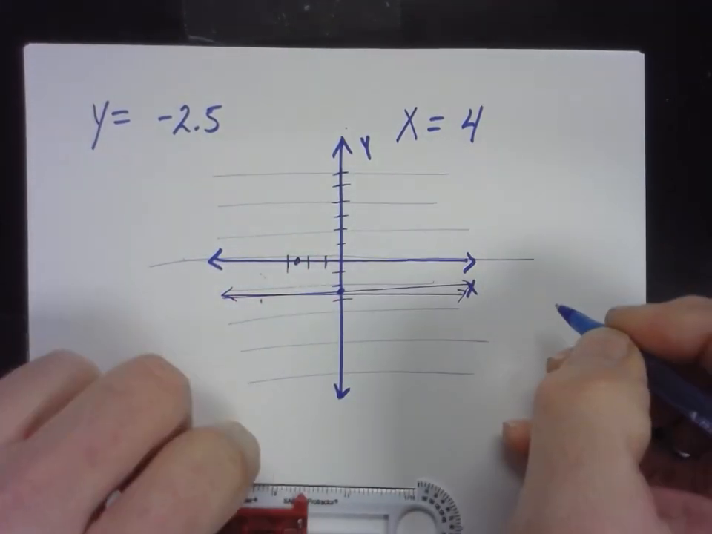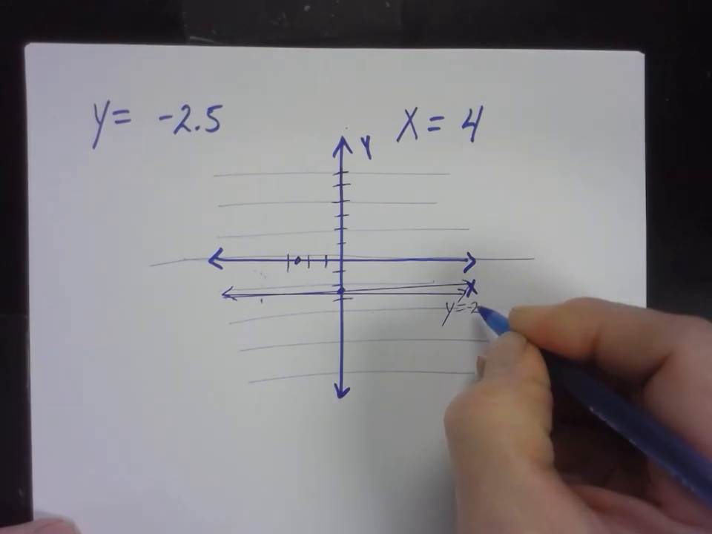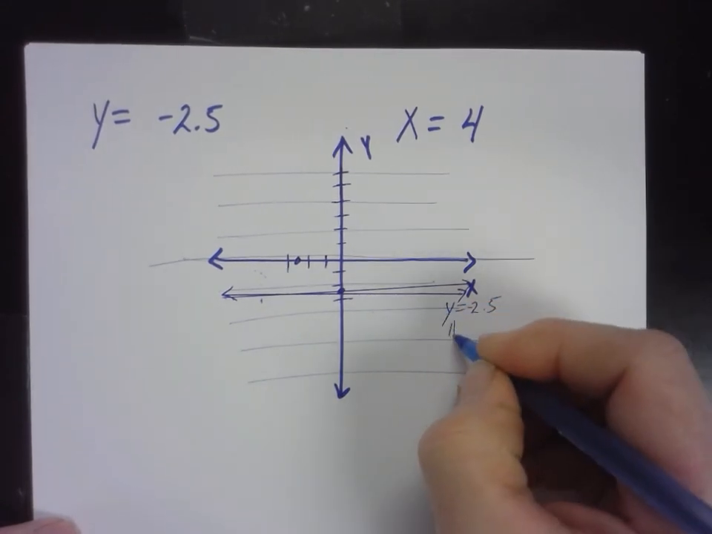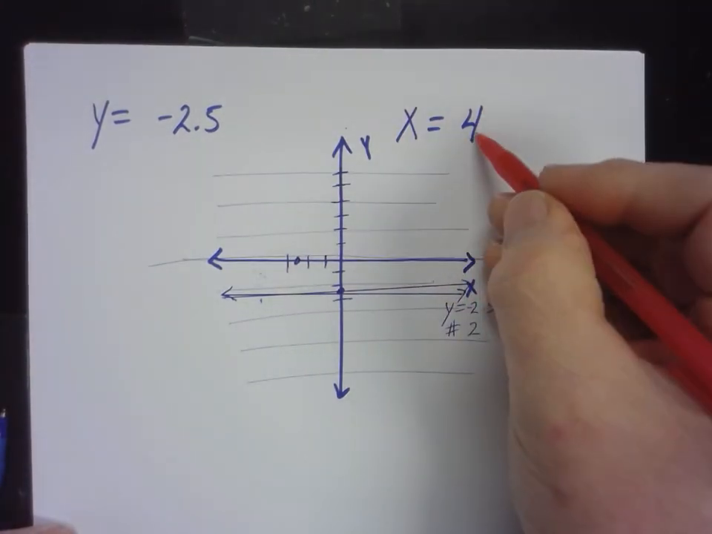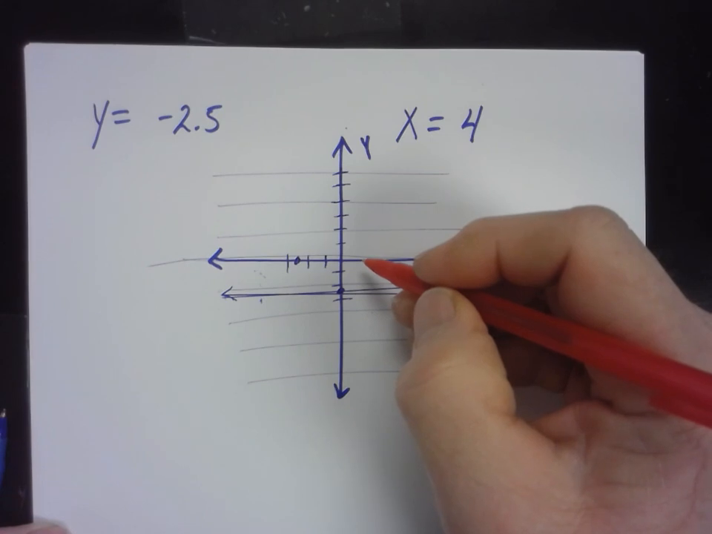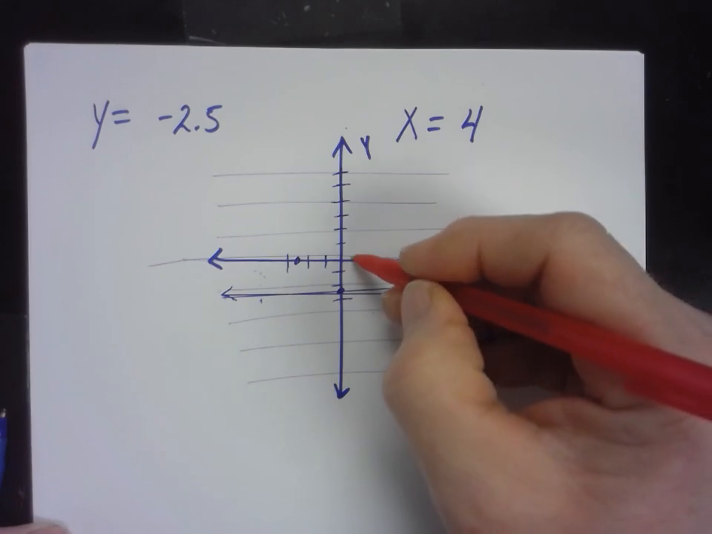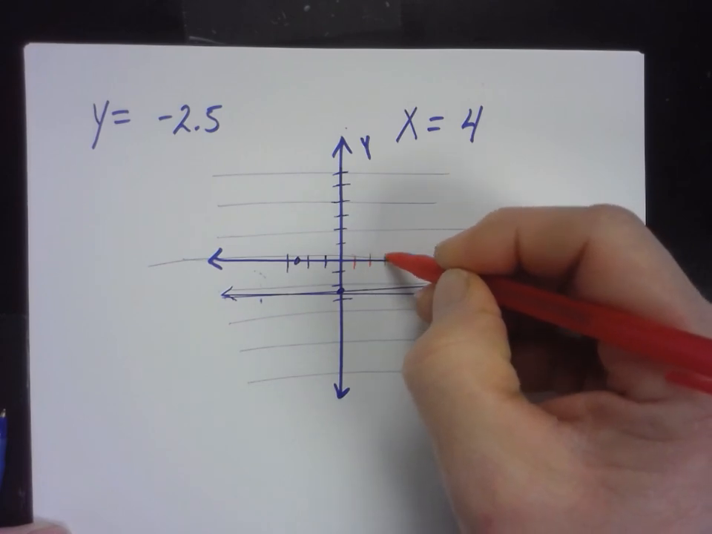So there it is, and then you label this one, y equals -2.5, and this is number 2 or whatever it is. Okay, so what about this one? Y equals 4. It's going to be undefined. I'm calling it right now. Well, its slope is undefined. Goes straight. Okay, it goes through the x-axis at 4.